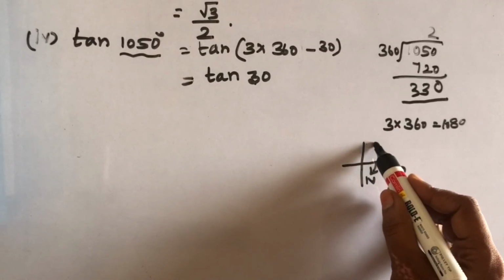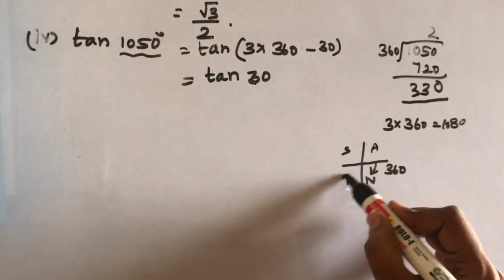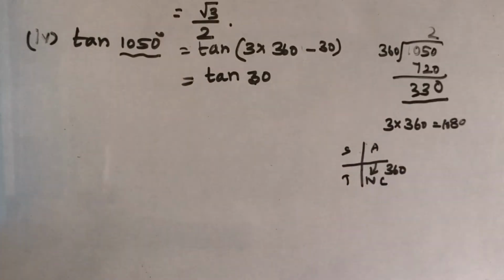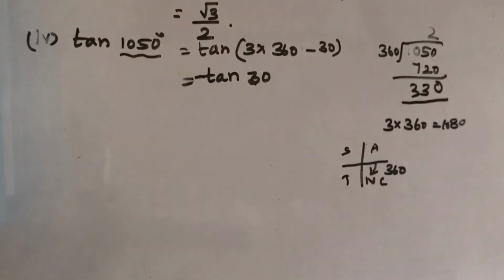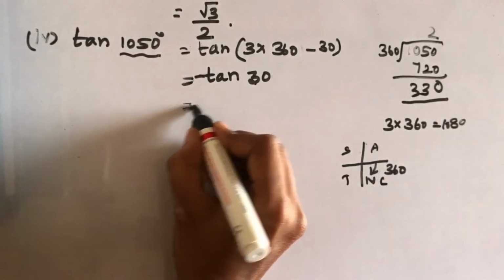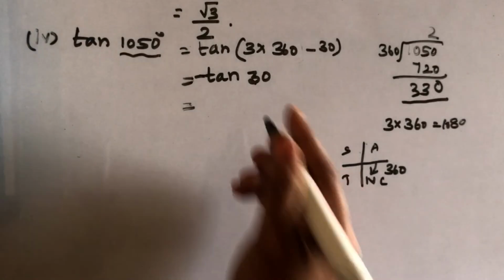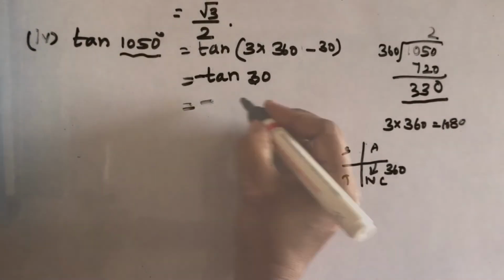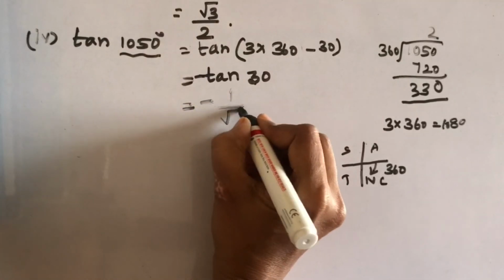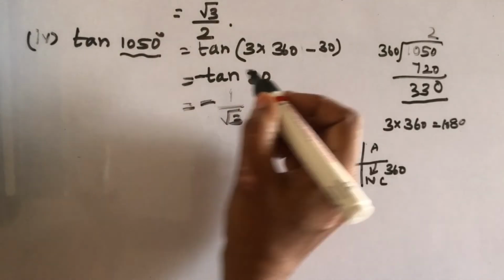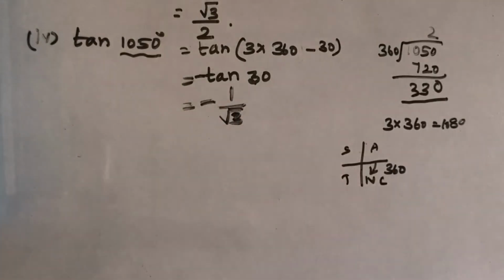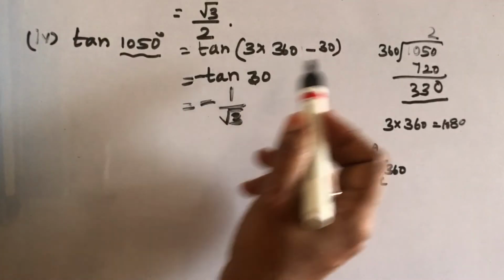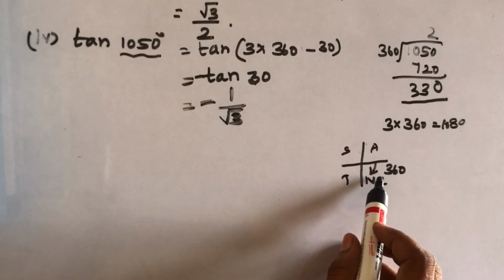In the fourth quadrant, A, S, T, C. Here cos only is positive, not tan. So, it is minus tan 30. Okay. What is the value of tan 30? It is 1 by root 3. So, tan 1050 is equal to minus 1 by root 3. Why this minus? Because it lies in the fourth quadrant.